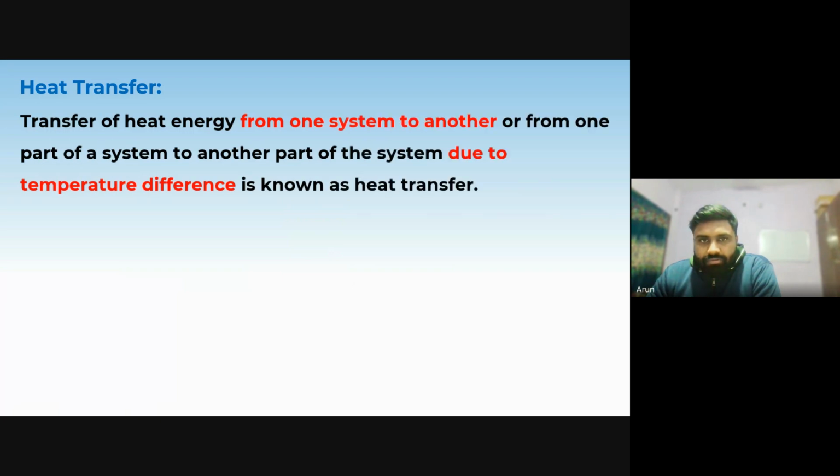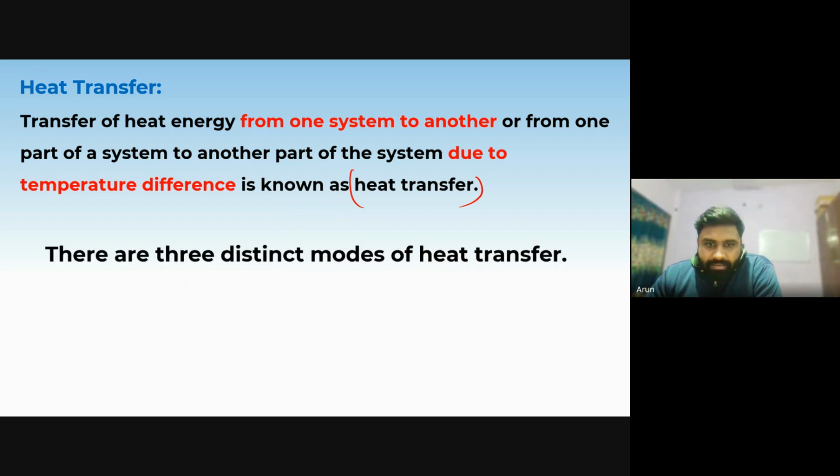I have told you about the transfer of heat energy from one system to another system. And why is this happening? Because of the temperature difference: higher temperature, lower temperature. Heat will flow naturally from higher temperature to lower temperature. That is why we say heat is energy in transit, because when the temperature of both systems becomes equal, there will be no heat transfer in that situation.